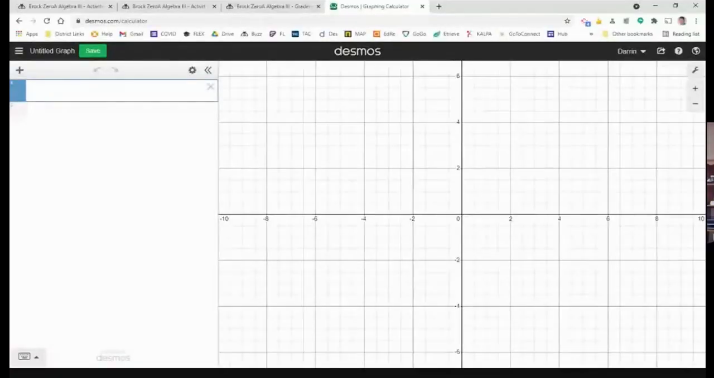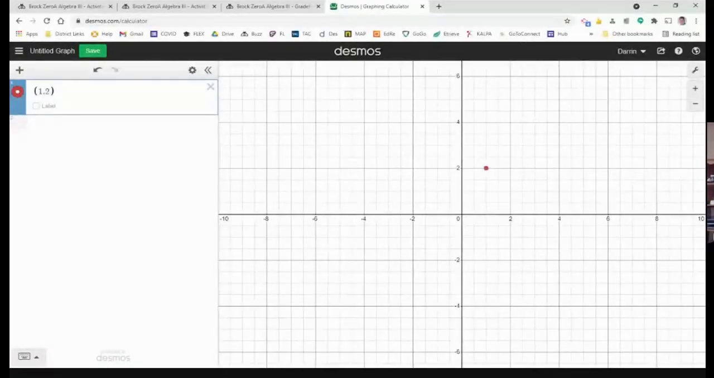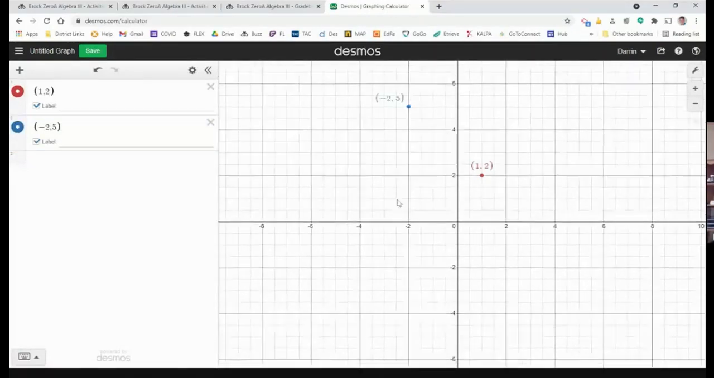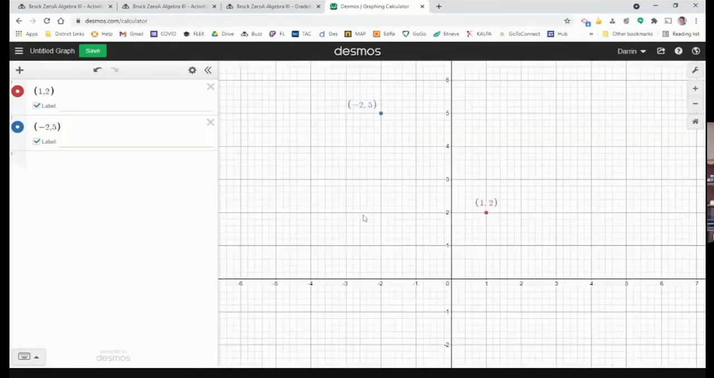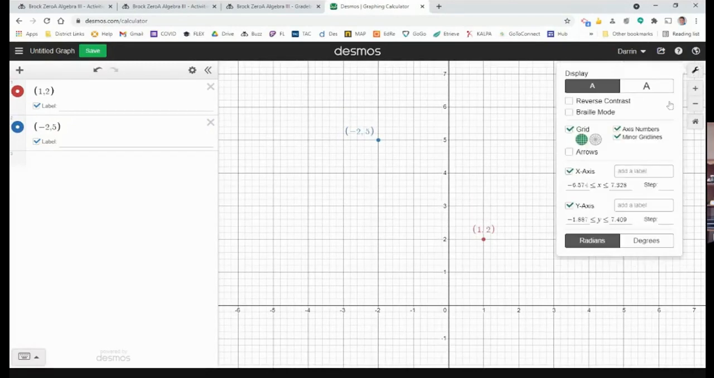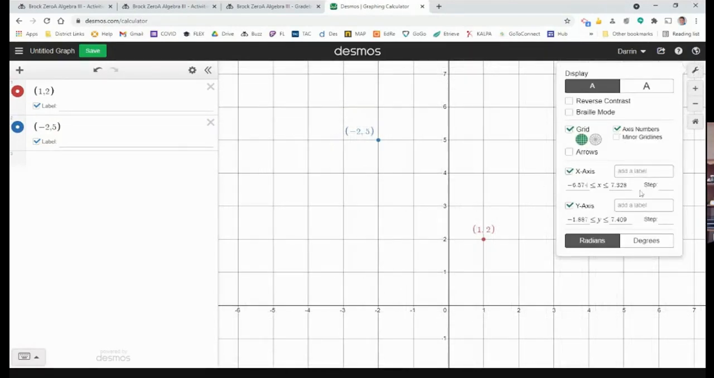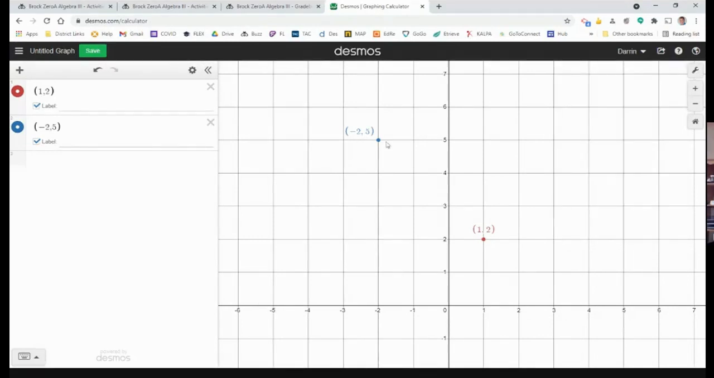All right, so I'm going to put up Desmos on the screen. And I'm going to put our 2 points first. We had the point 1 comma 2. Label that one. I'm going to put the point negative 2 comma 5. Label that one. So there's our 2 points. Let's blow it up a little bit. Can't put too many grid lines on that. Let's just look at ones. All right, so there's our 2 points.